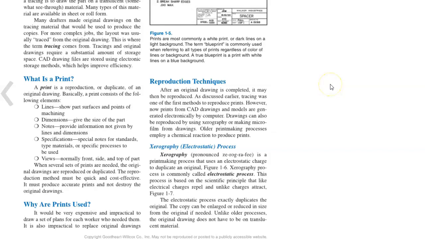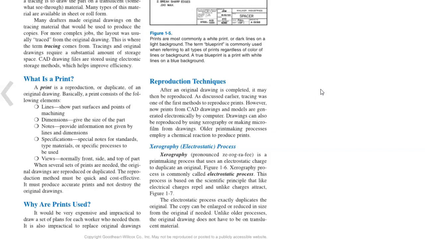What is a print? A print is a reproduction or duplicate of an original drawing. Basically, a print consists of the following elements. 1. Lines. Lines show part surfaces and points of machining. 2. Dimensions. Dimensions give the size of the part. 3. Notes. Notes provide information not given by the lines and dimensions. 4. Specifications. Special notes for standards, type materials, or specific processes to be used. 5. Views. Views normally front, side, and top of the part.